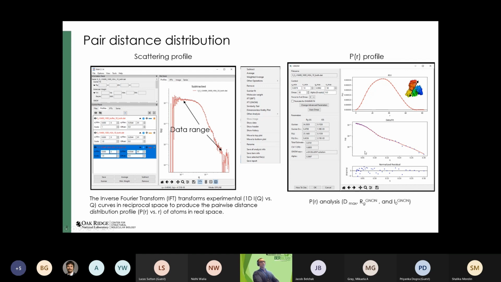So when you do the P of R, you can on RAW play with the limits you want to do. In general, that is a truncation of our data. So from the Fourier transform, you don't need to use the full Q range to recover the P of R. You can use the Q range which is going to give you the best fit. The P of R does not really use the full range.